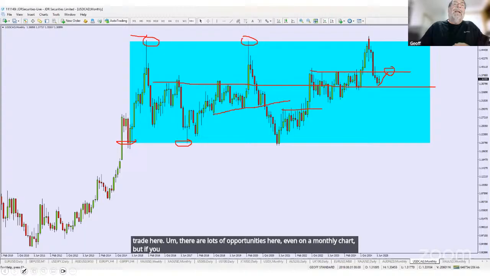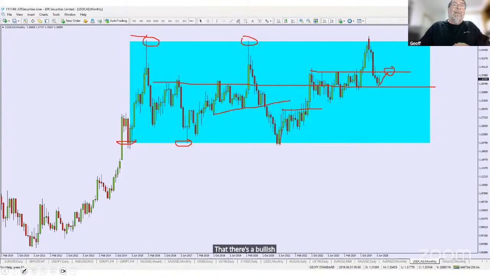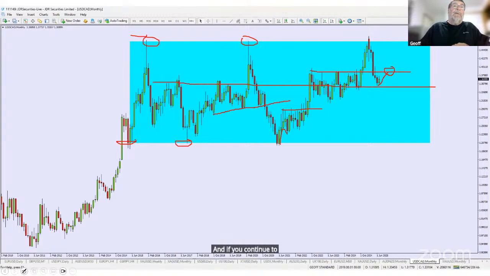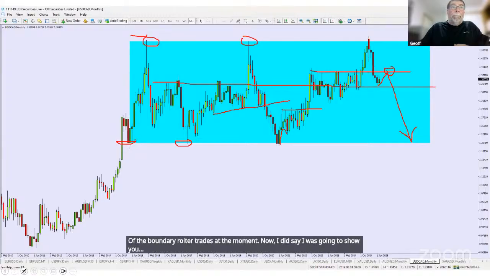But if you consider that there's a bullish engulfing bar and a little bit of a retrace on a daily chart, that's going to look like a really good trade. And if you continue to follow that scenario, you'll do okay because these boundaries are there and they are solid. Once you've got a monthly chart that looks like that, you can put a fair bit of faith in this going that way. And I think dollar CAD is among one of the better of the boundary rider trades at the moment.